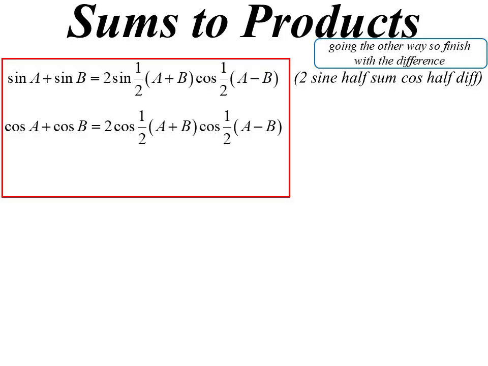Cos plus cos, 2 cos half sum, cos half diff. Notice they both finish with the cos half diff. They start with the same ratio that I'm talking about. So sine started with the sine, cos started with the cos.